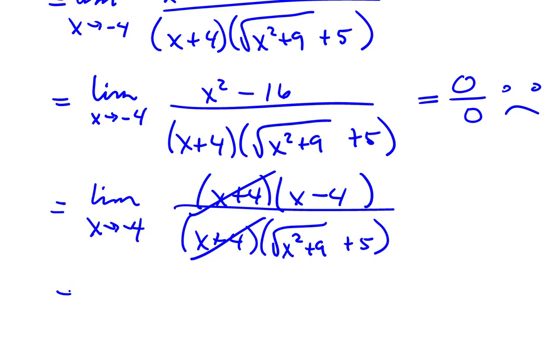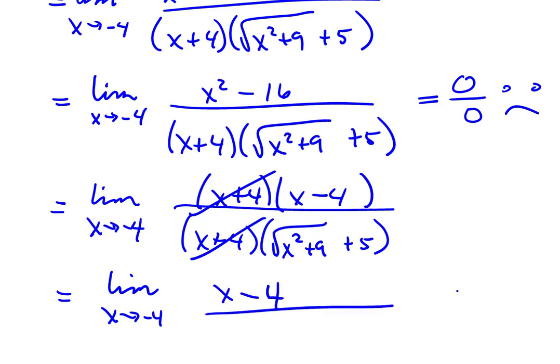And now, let's rewrite one more time. We have the limit as x approaches negative 4. Now in the numerator we just have x minus 4. In the denominator we have the square root of x squared plus 9 and then plus 5. Let's try direct substitution now and see what happens. We're plugging in negative 4 for x. In the numerator that would give us a negative 8.